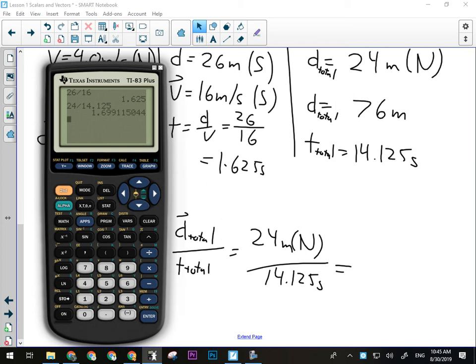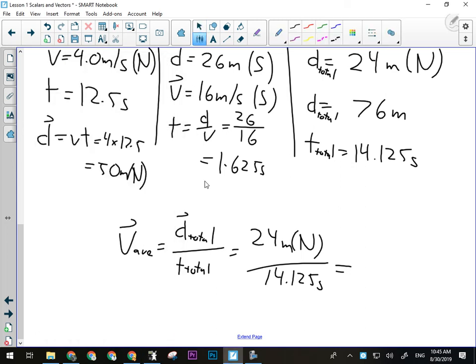Okay, so we're looking at 1.7 meters per second north. Okay, so I just calculated part A. Was it as hard as it looked? I mean, the steps sometimes are hard to figure out, but the math is pretty easy, right? I just had to manipulate the same equation like 4 times.